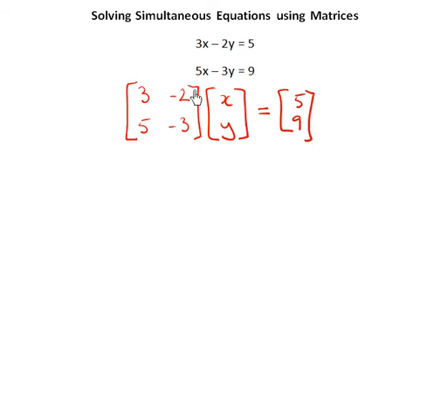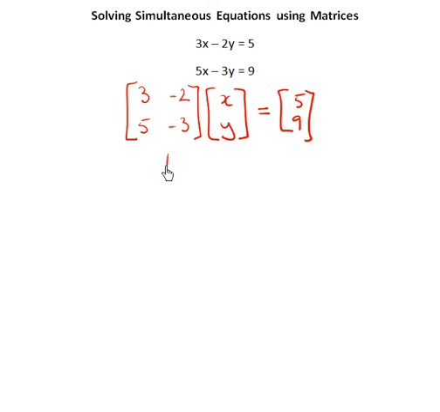So if I was to expand this system of matrices, I'd return to the original two equations set up as above. Now, in order to solve this pair, I have to get rid of 3, -2, 5, -3, that matrix there, which I'll call matrix A. I have to get rid of that by multiplying it by its inverse.